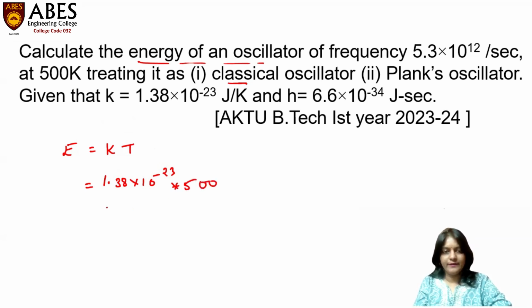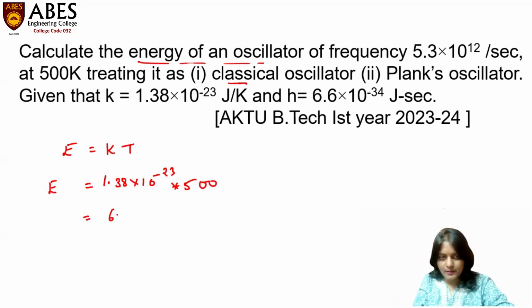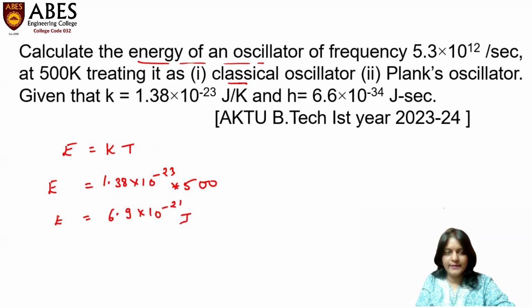If it isn't given in Kelvin but in centigrade, we will convert it into Kelvin. It is 500. So the answer of E after calculation becomes 6.9 × 10^-21 joule. This is the energy of the classical oscillator.